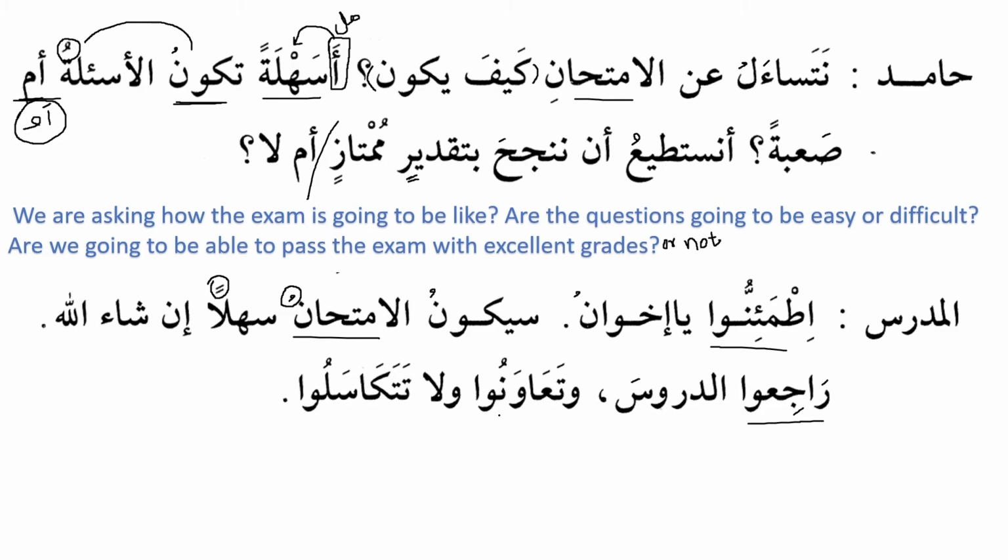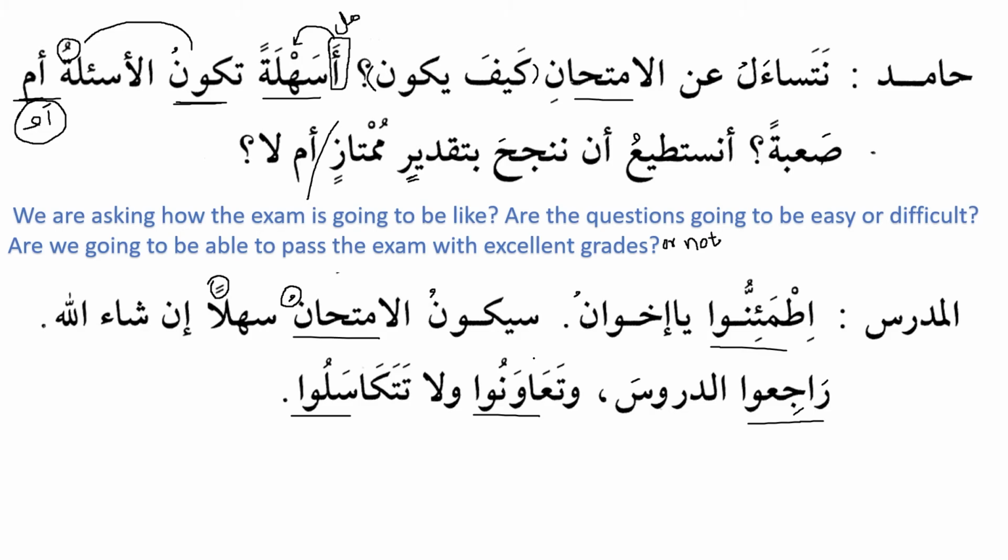وتعاونوا, and cooperate with one another. ولا تتكاسلوا, and do not be lazy. Okay, تعاونوا and تتكاسلوا, what is the difference between these two? This form and this form. One is Amr and past, Ustad. One is Nahi.